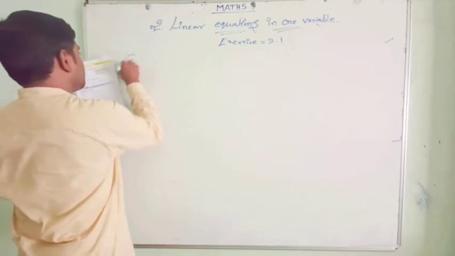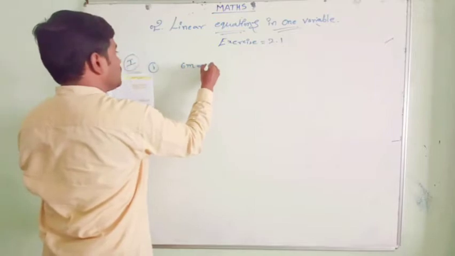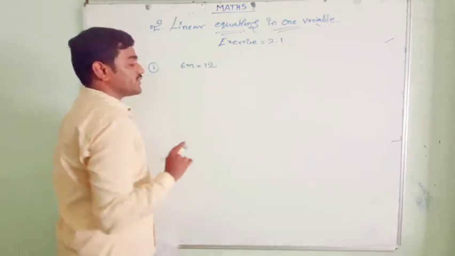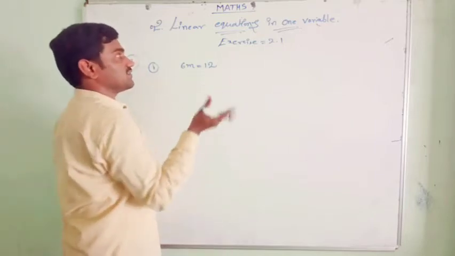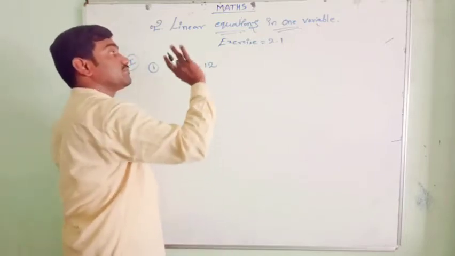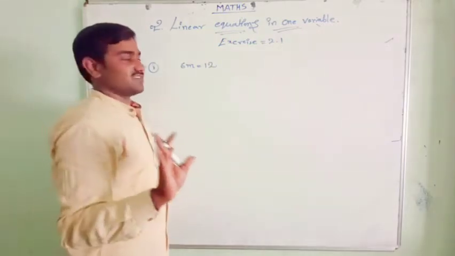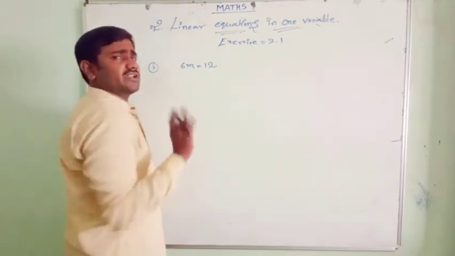First, read the first one. Suppose 6m = 12. Then what is the value of m here? Solve the following simple equations. They are simple equations already. Simple equation or linear equation, both are the same. The simple equations chapter we learned in 7th class. The same thing here, linear equation.